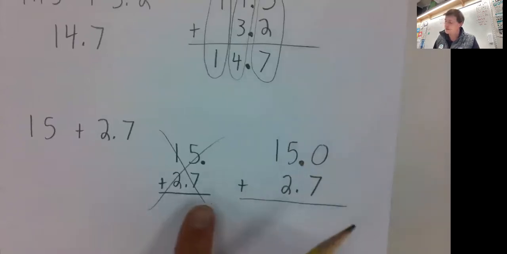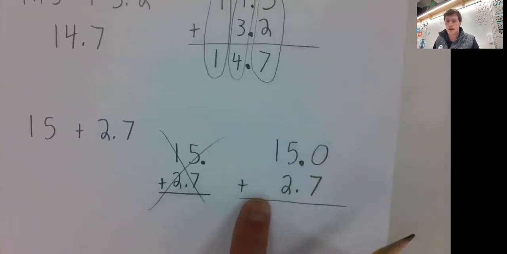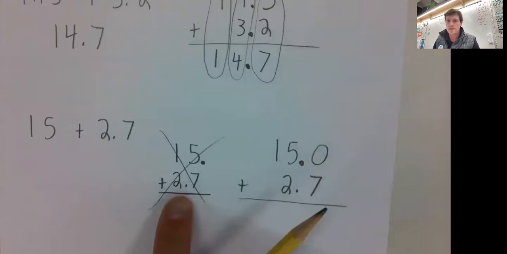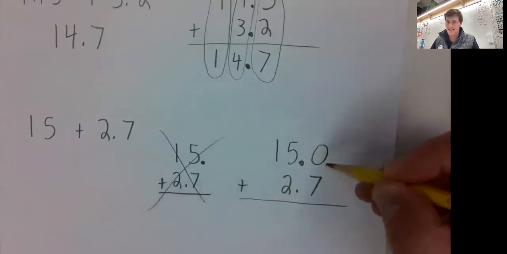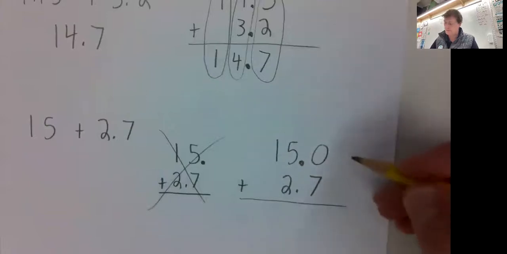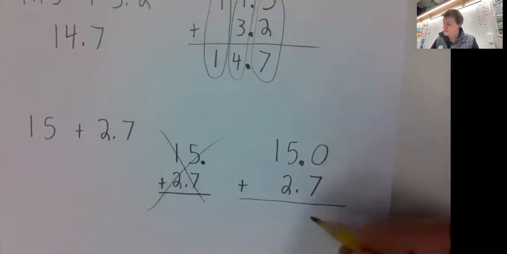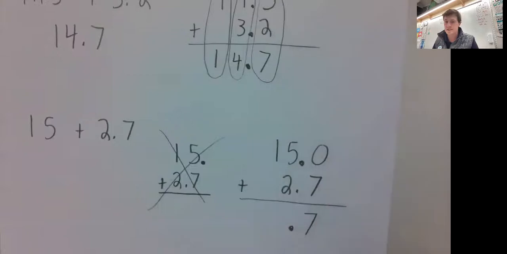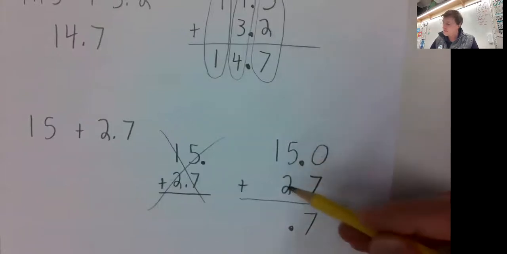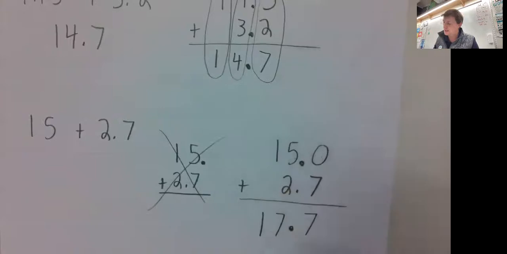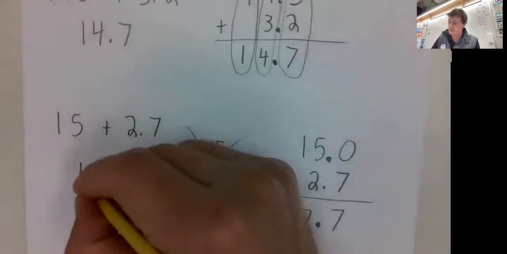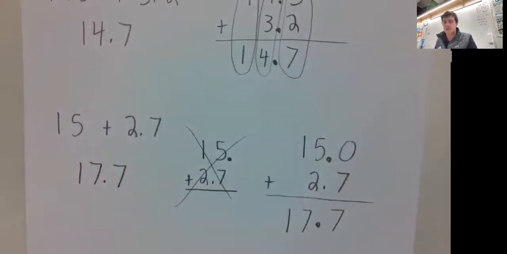Please understand the difference between the way these two problems are written. The place values are not lined up here, but they are here thanks to that 0 as a placeholder. So now I'm ready to add. 0 plus 7 is 7. My decimal point just falls down exactly where it is in the problem. 5 plus 2 is also 7, and 1 plus nothing is 1. So here's my answer, 17.7 or 17 and 7/10.